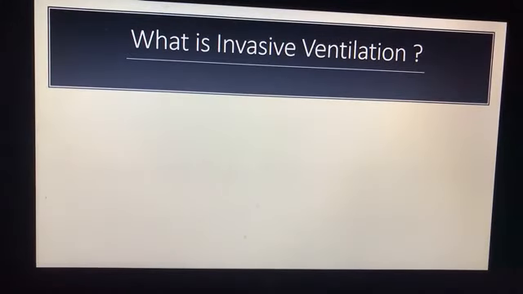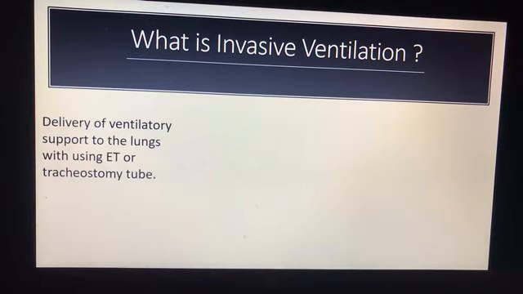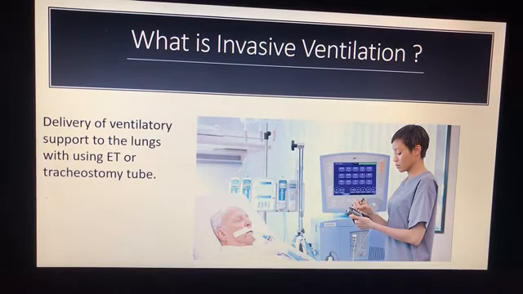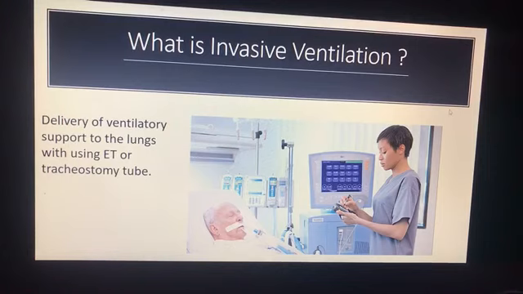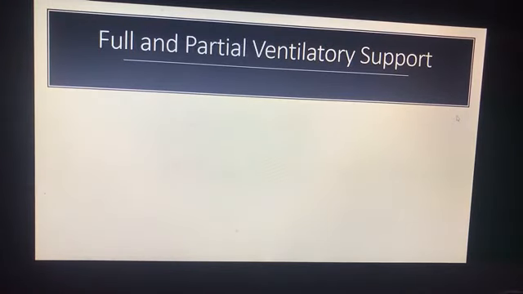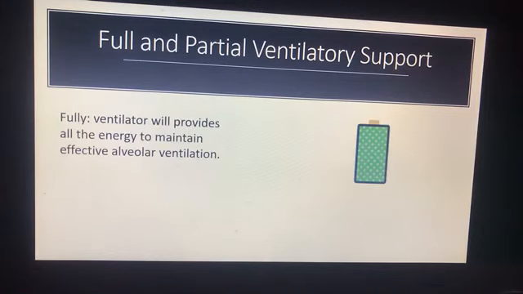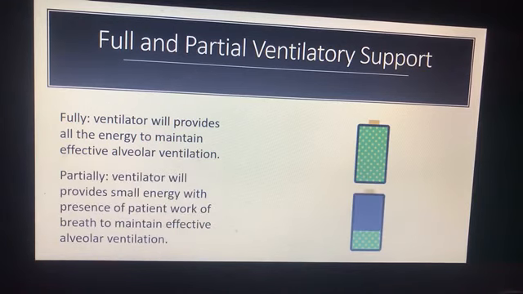What is invasive ventilation? It is delivery of ventilatory support to the lungs using endotracheal or tracheostomy tubes. Full and partial ventilatory support. Full support: the ventilator will provide all the energy to maintain effective alveolar ventilation. Partial support: the ventilator will provide a small amount of energy, with the presence of the patient's work of breathing, to maintain effective alveolar ventilation.